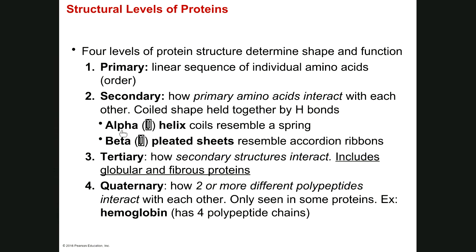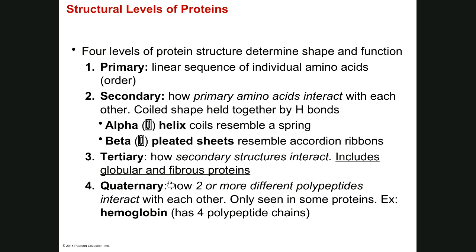You should know there are 2 types of secondary structure. You have alpha helix and you have beta pleated sheets. We'll just look at a picture of them. I'm not going to ask you to recognize what these look like. You should just know that alpha helix and beta pleated sheets are types of secondary structure. We'll see a picture of it in a minute.